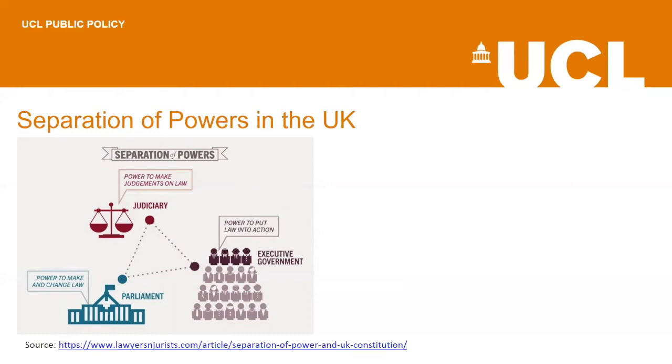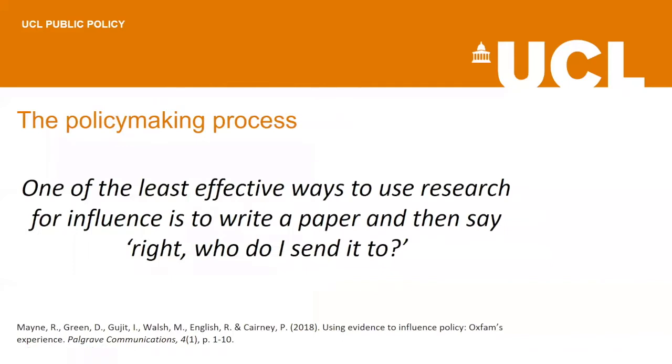So I think we've all been here. We've done our research, we've published our papers, and then we think, okay, now what? But one of the least effective ways to use research for influence is to write a paper and then say, right, so who do I send it to? If we get to this endpoint, there's a good chance that if we do approach people, they'll say, who are you and why should I be interested?